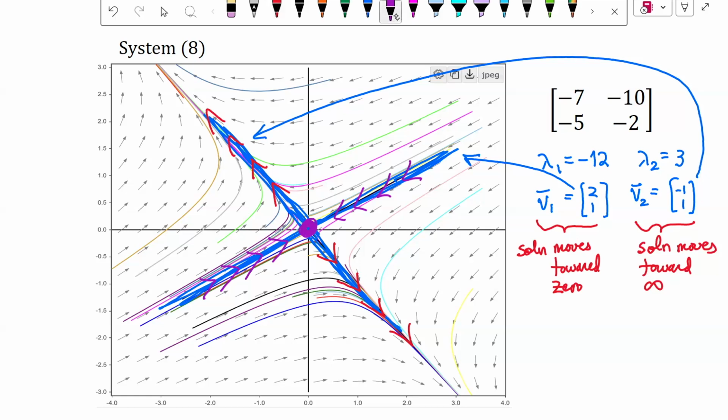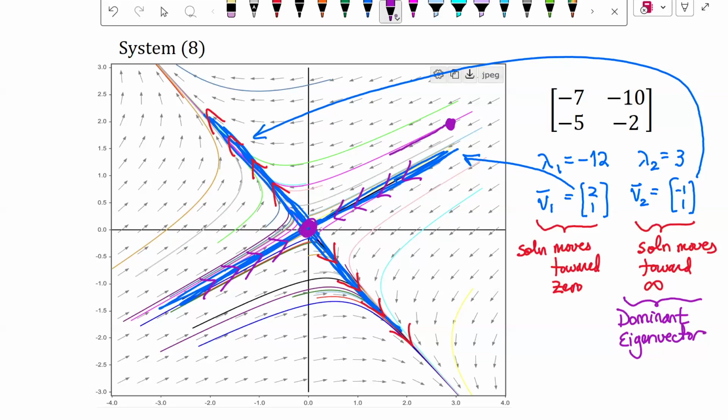Again, it's going to be the eigenvector with the largest associated eigenvalue. So that means -1, 1 is the dominant eigenvector. The implication for solution trajectories is that eventually every solution trajectory is going to want to align with the -1, 1 eigenvector line. And we can see that here.